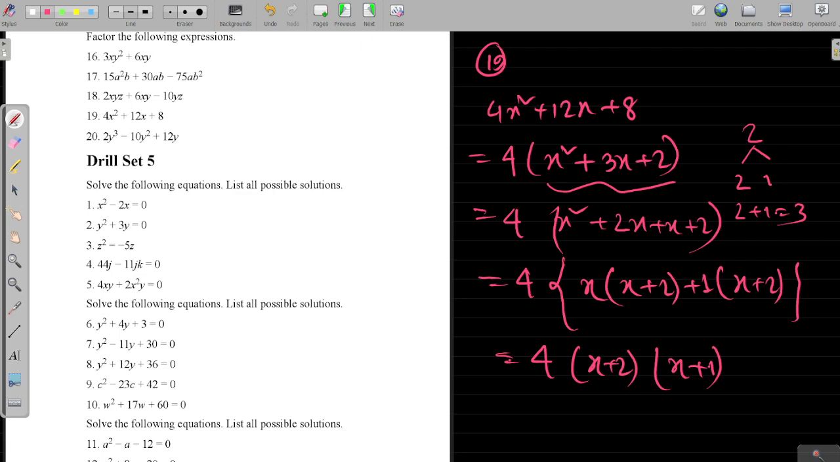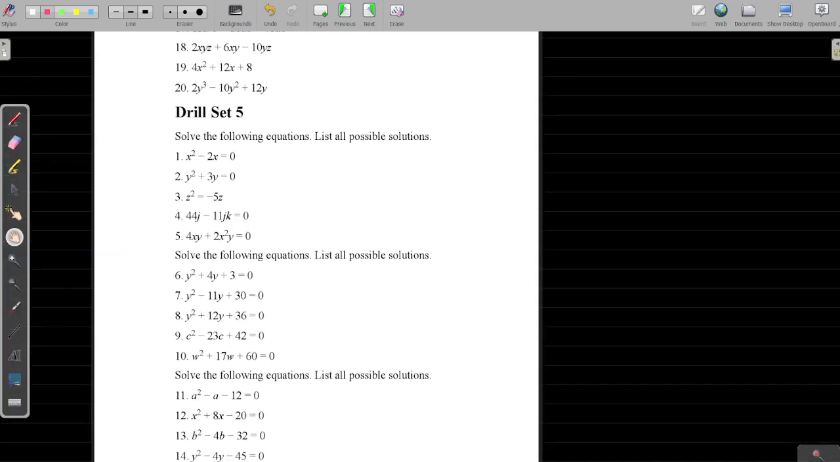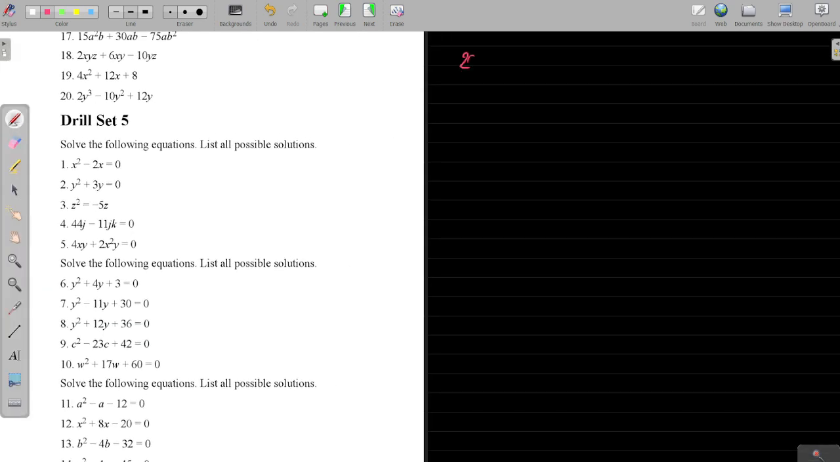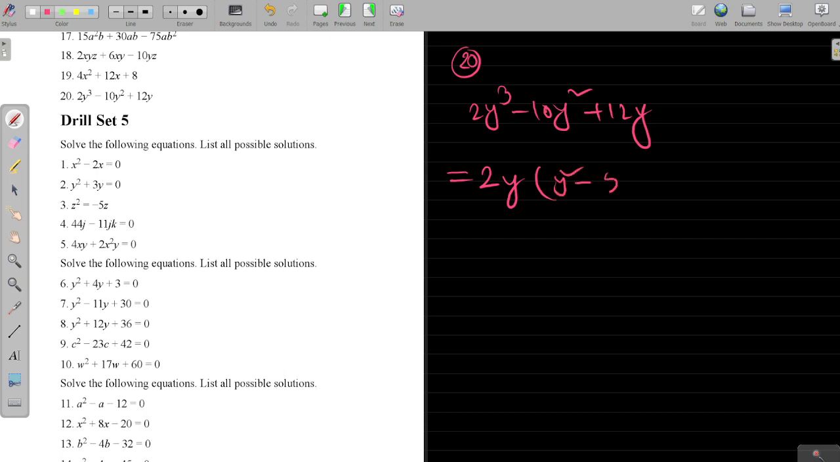Okay. Now I am going to solve number 20. Number 20 will be 2y cube minus 10y square plus 12y. So if I take common 2y from here, then the remaining part will be y square minus 5y plus 6.